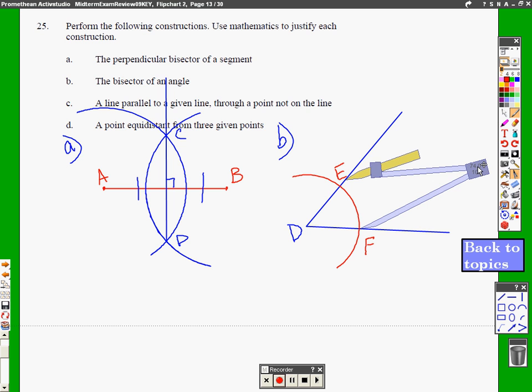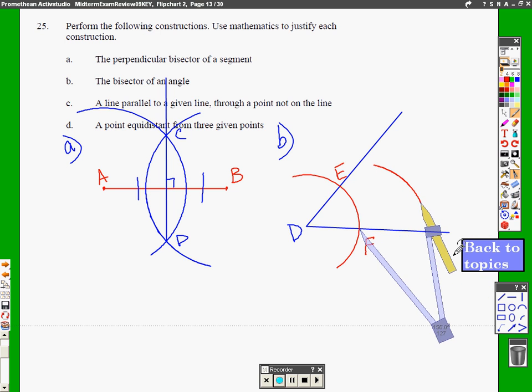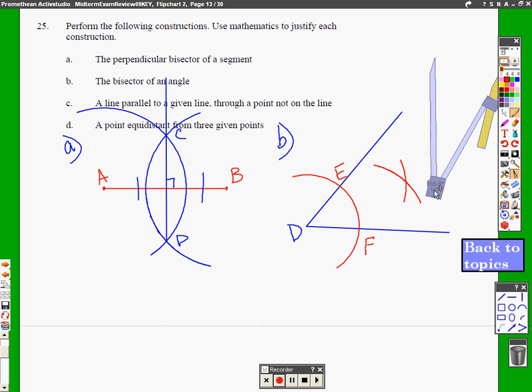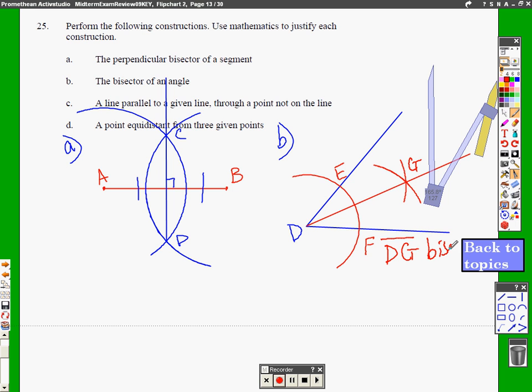You're then going to take your compass and go to point E or F. I'm going to go to F first. Open it however much you want. You can even keep it the same measure that you just used, and draw an arc inside the angle. Keeping the same measure, move it over to point E, and draw another arc inside the angle. These 2 arcs need to intersect. Then connect point D to your new point. I'll call it G. And segment DG now bisects angle EDF.